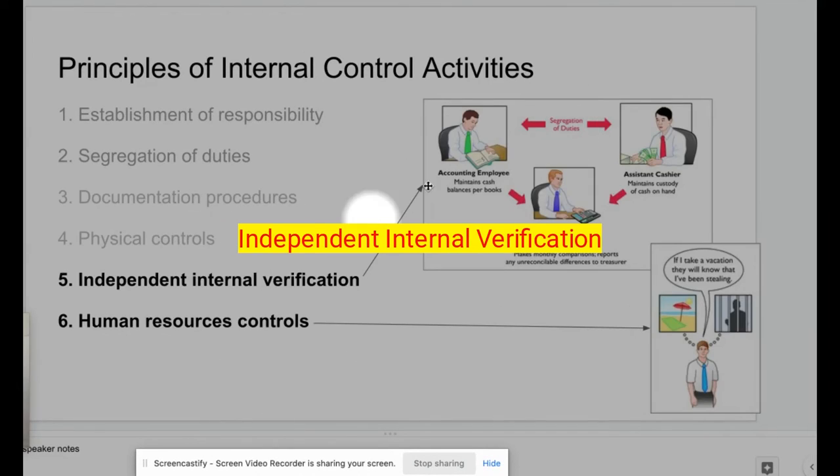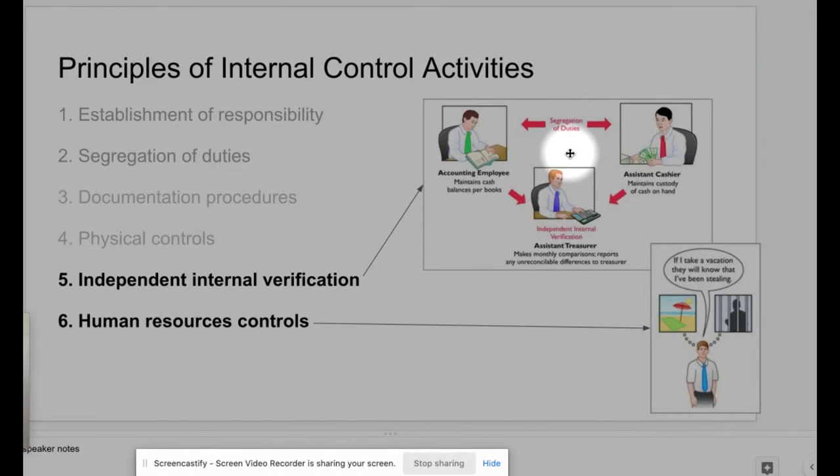Okay, so independent internal verification. When we have segregated duties, each person can independently verify that the cash received is equal to the cash that is recorded, is equal to the cash that eventually gets deposited into the bank account. That whole process results in independent verification of the cash that has moved into the company from the customer's hands into the company's safe, into the bank account, and recorded along the way into the company's accounting records.